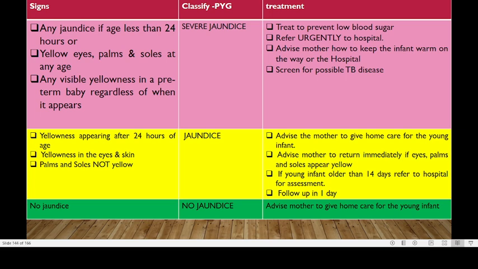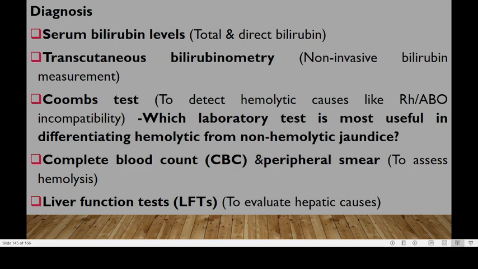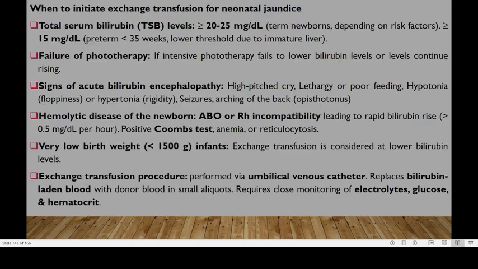So we can classify jaundice as severe jaundice, or no jaundice. In terms of tests, we could do serum bilirubin levels, transcutaneous bilirubinometry, and the Coombs test. Remember, the Coombs test is used to distinguish between hemolytic and non-hemolytic jaundice, with CBC and LFTs along with that.